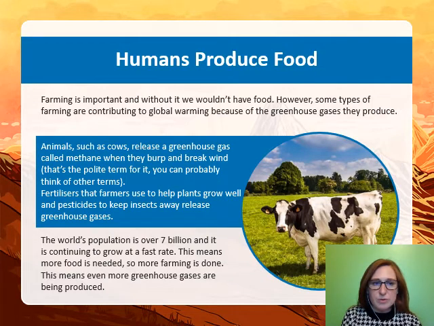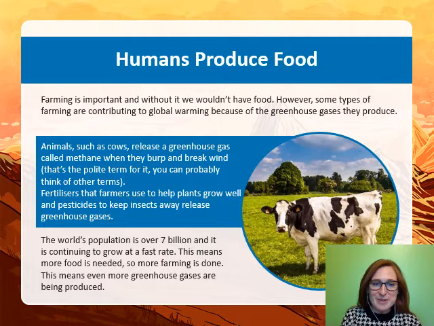Humans also produce food, and this is adding to global warming. Farming is important, and without it, we wouldn't have food. However, some types of farming are contributing to global warming because of the greenhouse gases they produce. Animals such as cows release a greenhouse gas called methane when they burp and break wind.